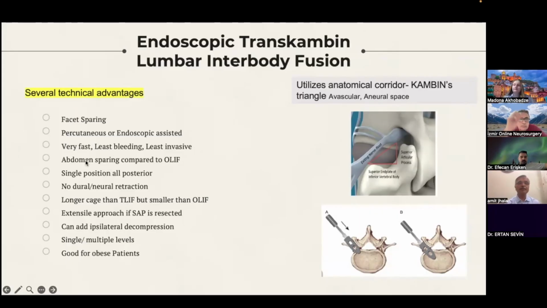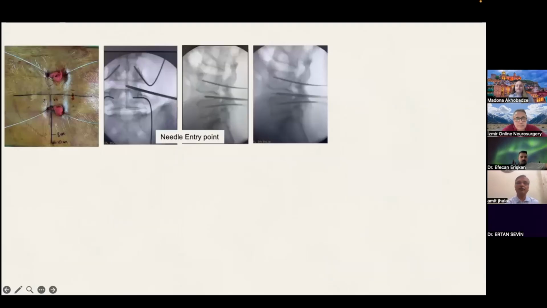There is least bleeding, least invasive, abdominal sparing, single position, no dural or nerve retraction. It has a longer cage than TLIF but smaller than OLIF, and you can add an ipsilateral decompression, and you can do it at multiple levels. So there are a lot of advantages if you are doing these transforaminal lumbar interbody fusions.